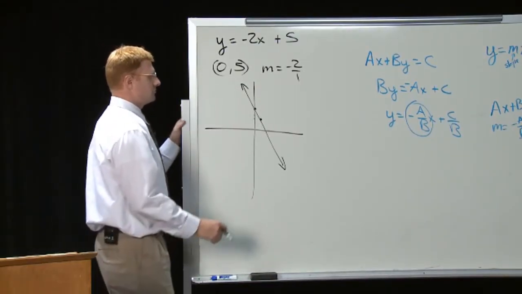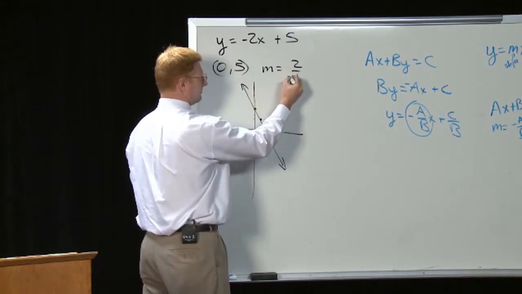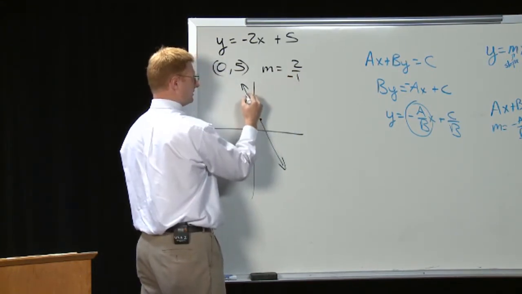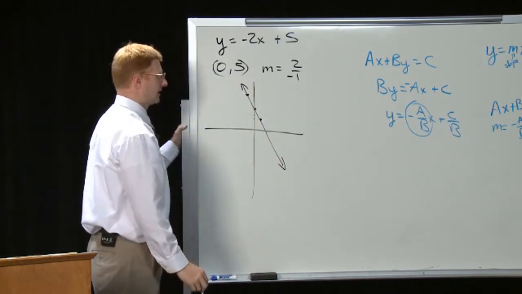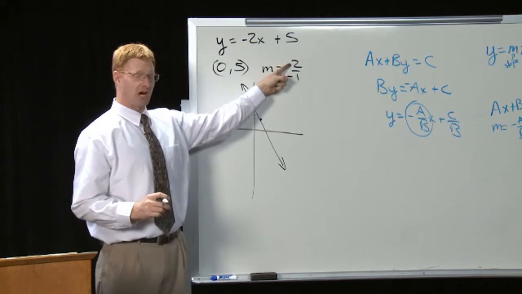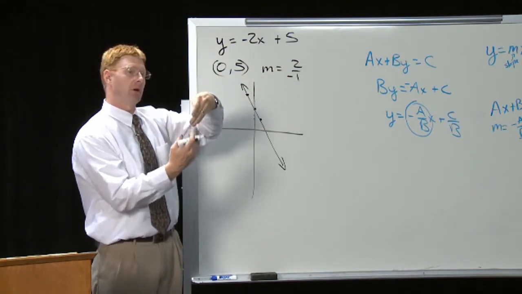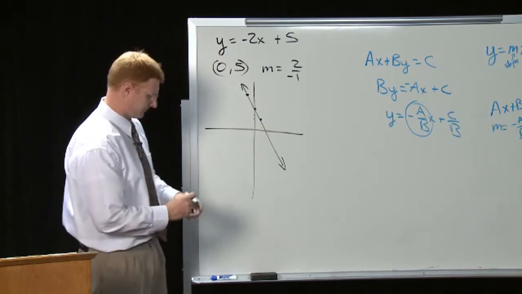Now, some of you may think, oh, so I go up 2, but then you have to make sure and go back 1. Either way, you'll get the same line. When you're dealing with the negative, it only goes on either the top or the bottom. If you put a negative on both of them, it would cancel and you'd have a positive slope. But this is a negative one going down.